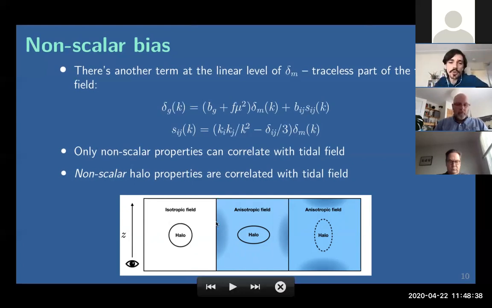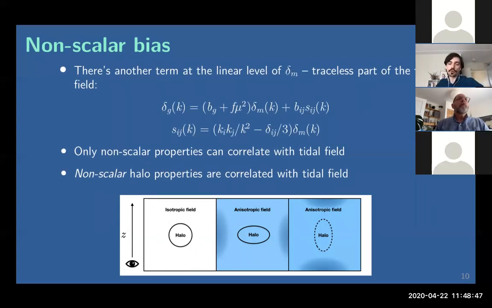But if you have an anisotropic field, the halo will orient accordingly. If you have an overdensity here and here compared to other parts, you will have halos oriented like that, and if you have vice versa, you will see halos oriented differently. So we do know that these non-scalar halo properties, for example the shapes, but also the velocities, will be correlated with the tidal field in this way.